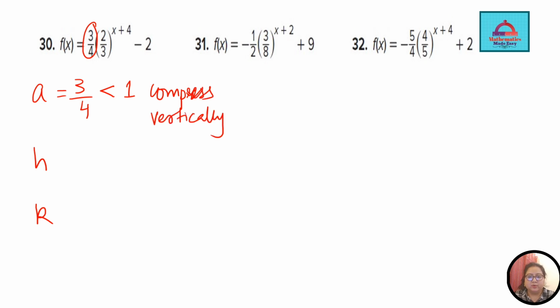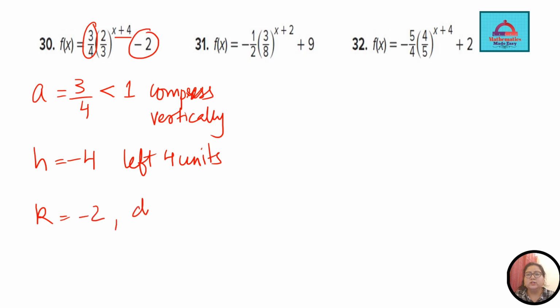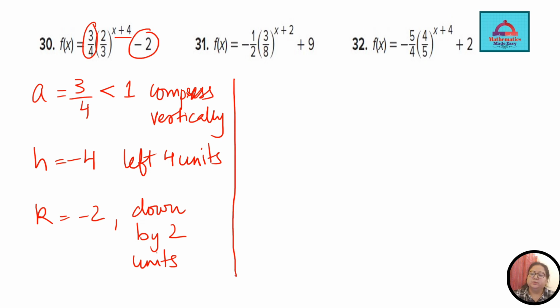H is coming with X, so it is -4. So we are going to move in the left direction by 4 units. Then your K value is negative this time, -2. So we will move down vertically along the y-axis by 2 units. So these are the transformations for question 30. Similarly, I would want you to try question 31 and 32 also.